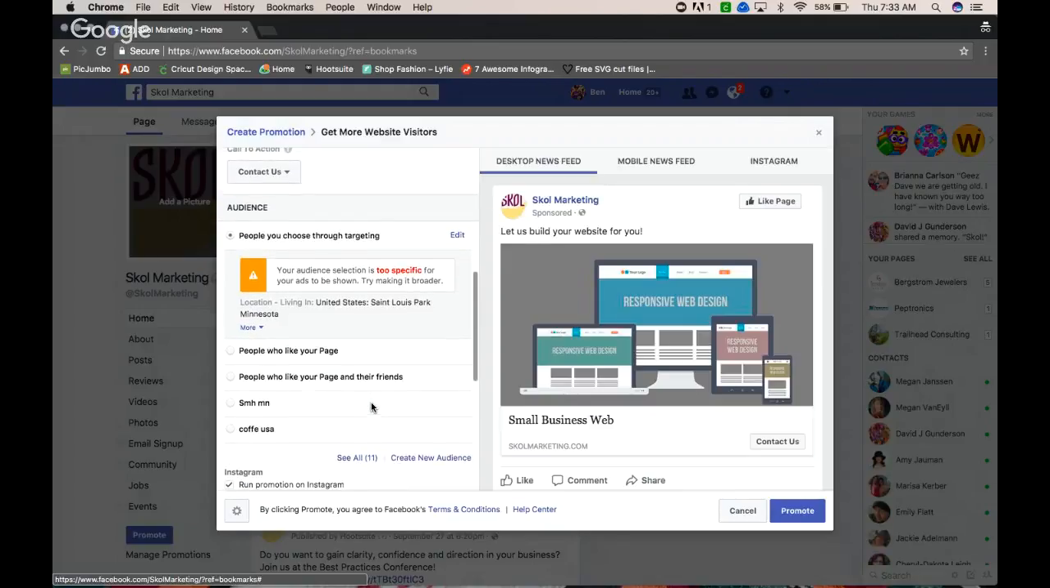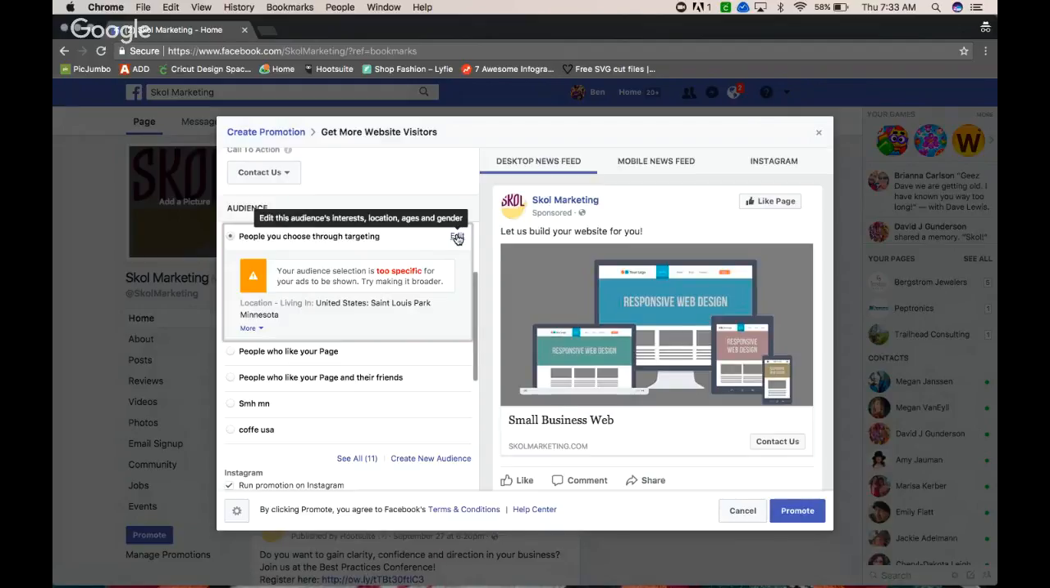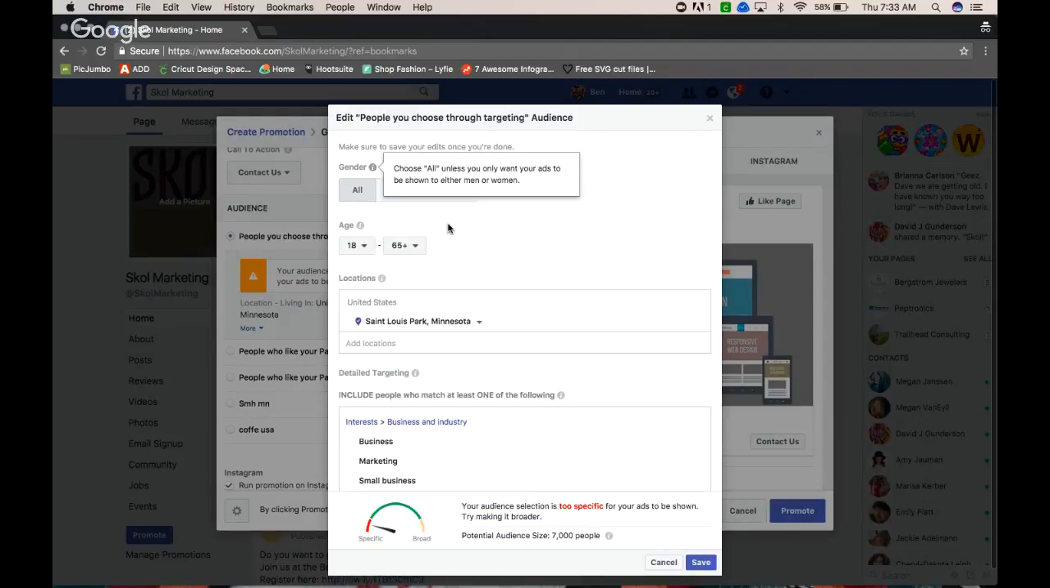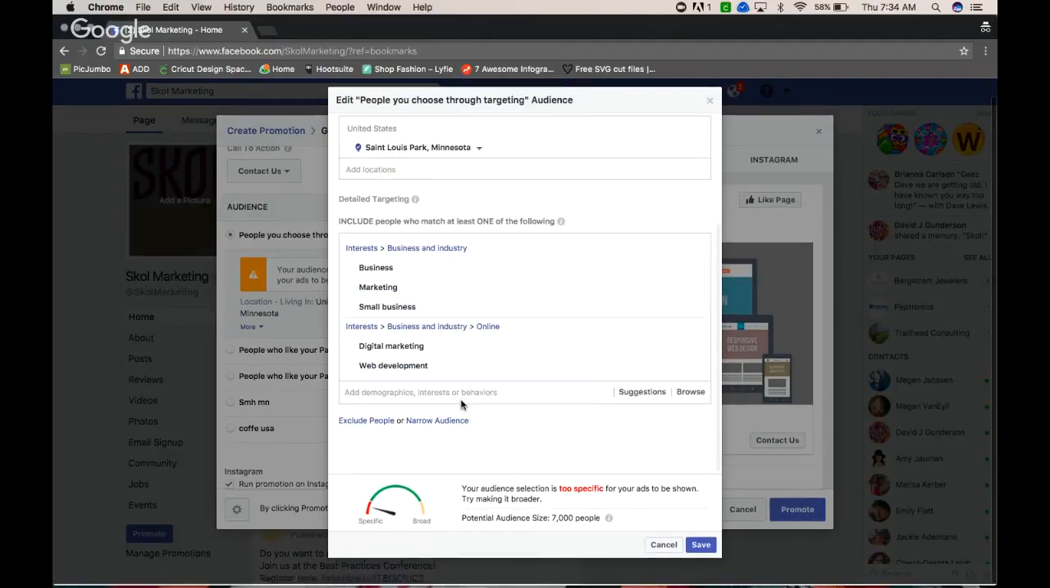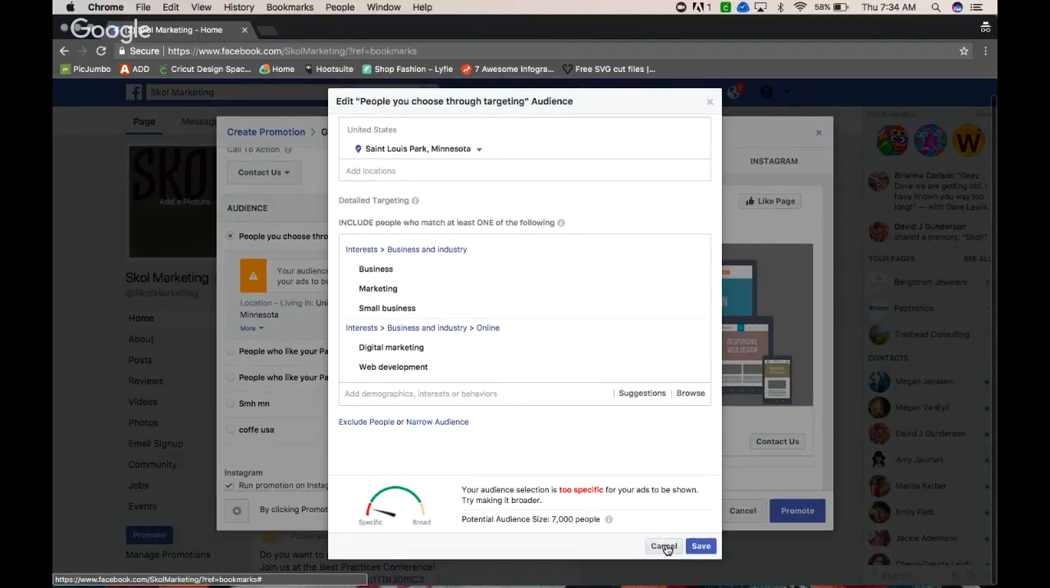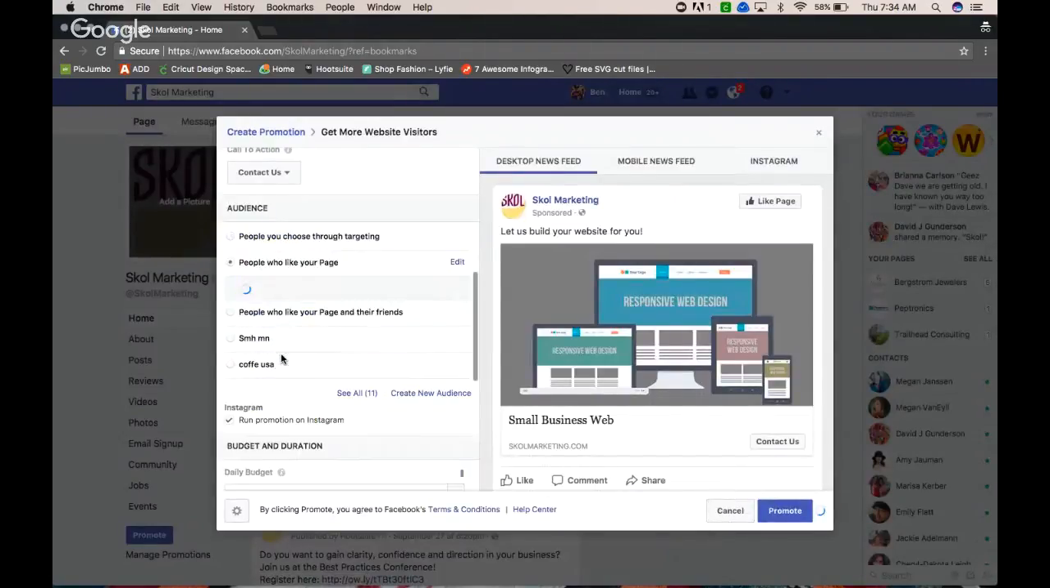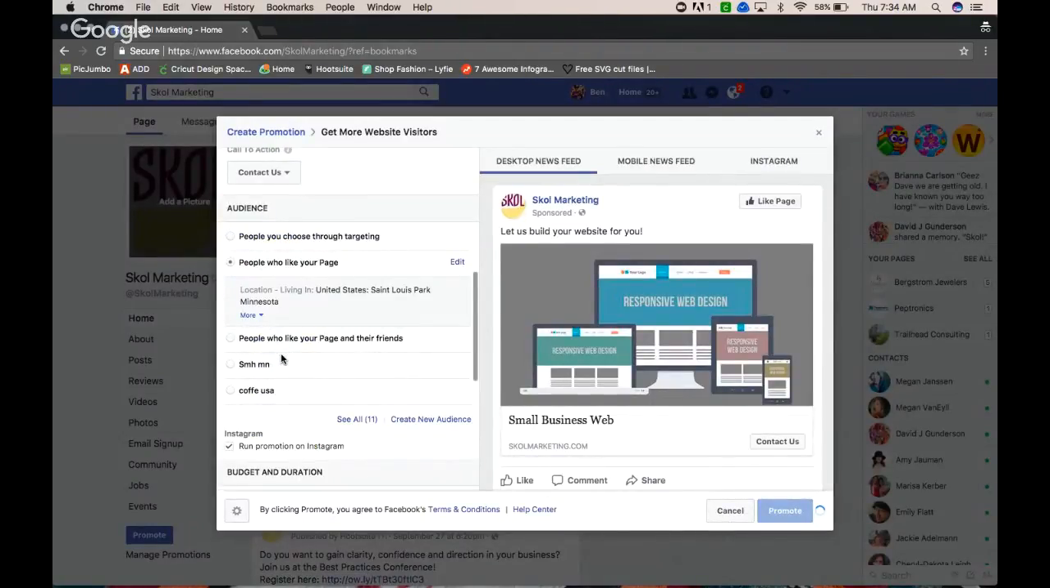Just like normal, we have our same audience, so we can edit our audience and target the same audience like we have prior. So we've got gender, age, location, detailed targeting with the exclude, narrow, all that kind of stuff. Or I can just target people that are already connected or previous ones that we have actually run before, and it's going to auto save for you.